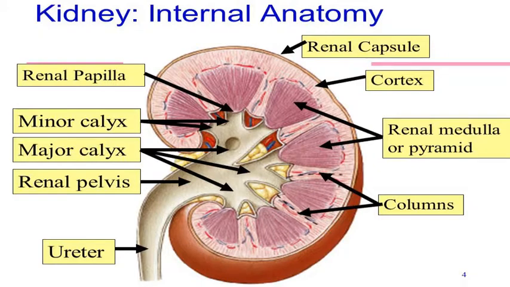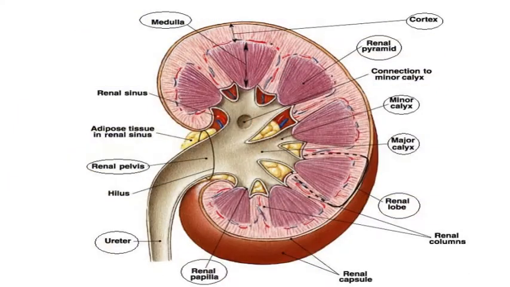11. Superior renal capsule. 12. Interlobular vein. 13. Nephron. 14. Renal sinus. 15. Major calyx. 16. Renal papilla. 17. Renal column.